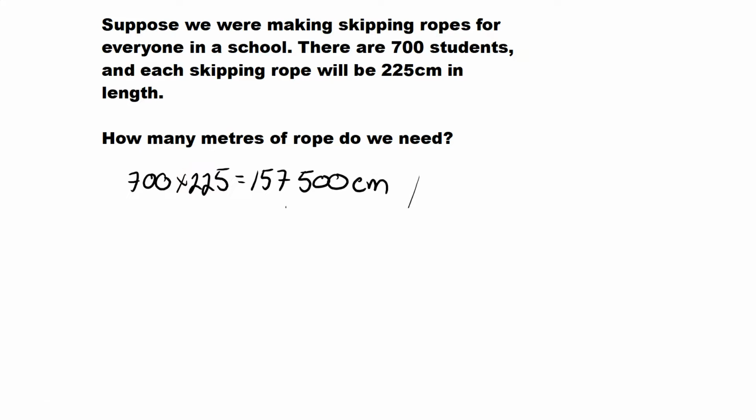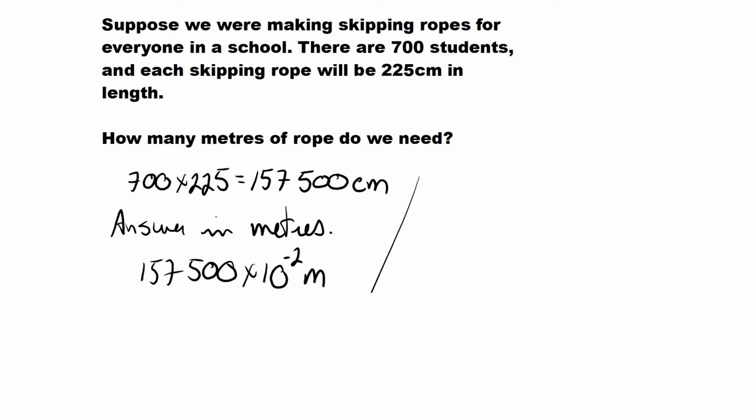But that's a fairly tricky number. You're going to go into the store and you're probably going to be buying the rope in meters, so we'd like our answer to be in meters. Another way of thinking about that is 157,500 times 10 to the minus 2 meters is the same as 157,500 centimeters. The 10 to the minus 2 is what tips us off that it's centimeters.